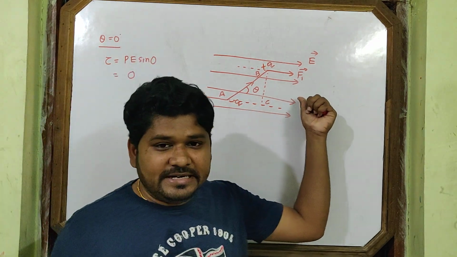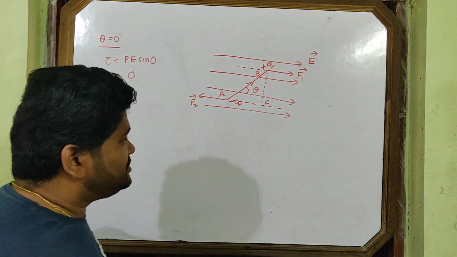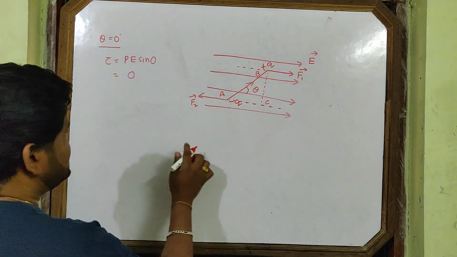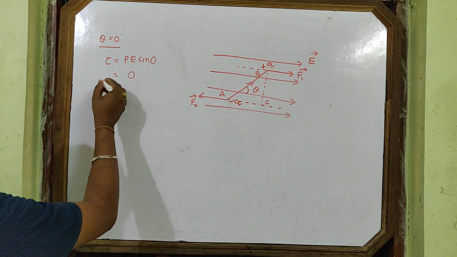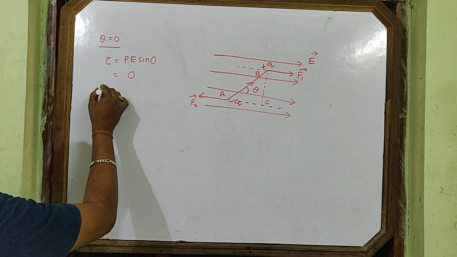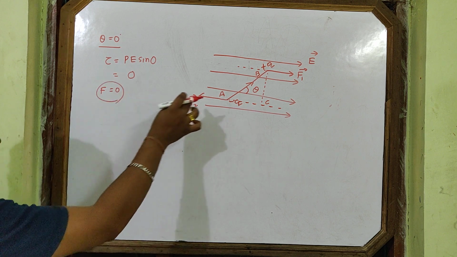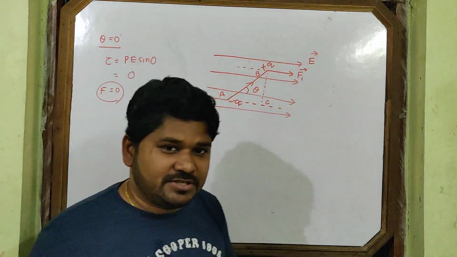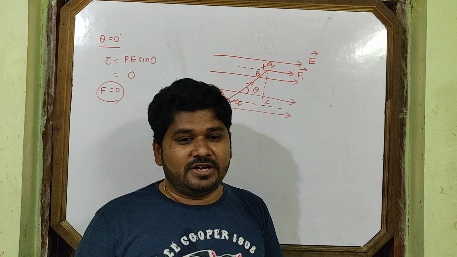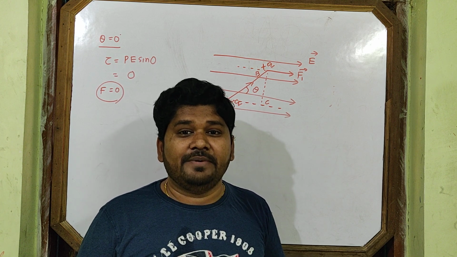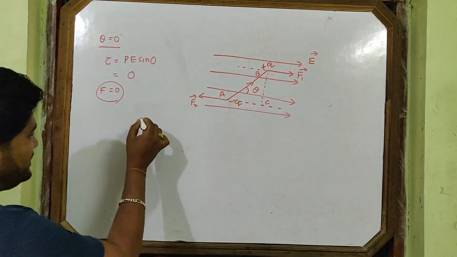I am discussing now a special case. Torque will be 0. If torque is 0, what happened here? Initially force is always 0 in a uniform electric field, otherwise torque is 0. This is the condition of stable equilibrium. And how will the dipole remain?